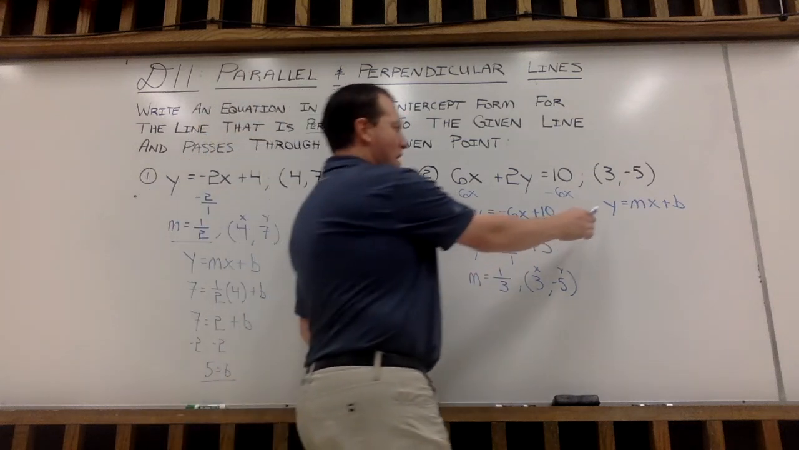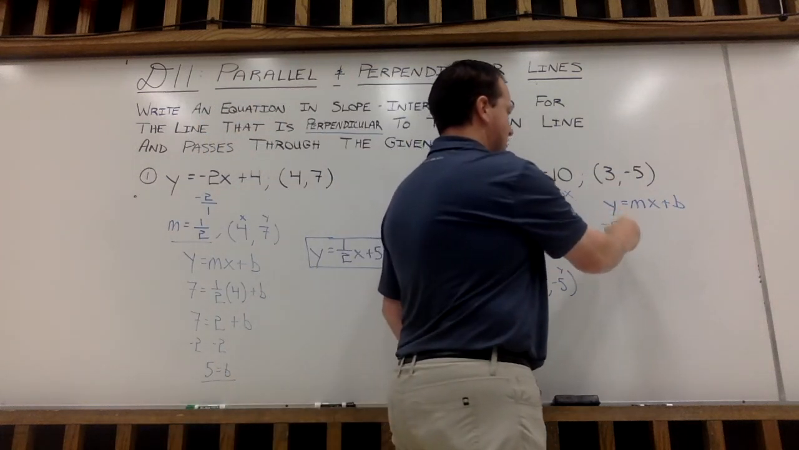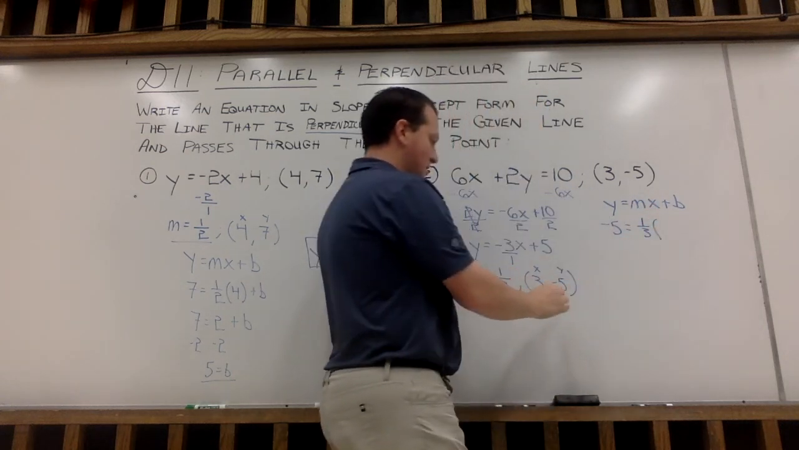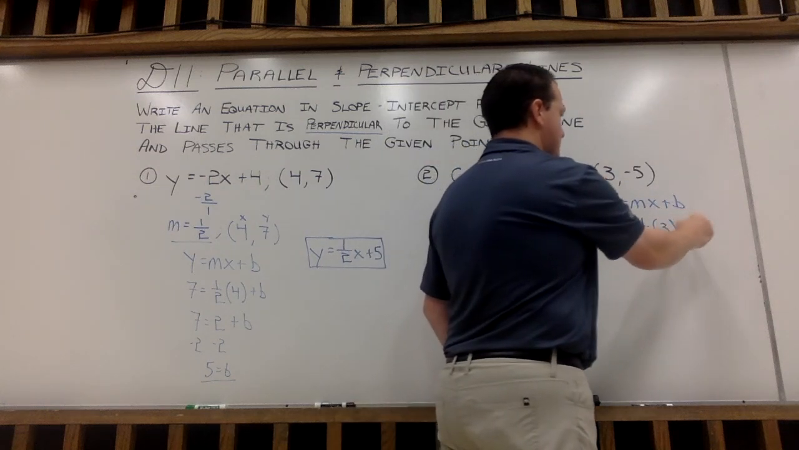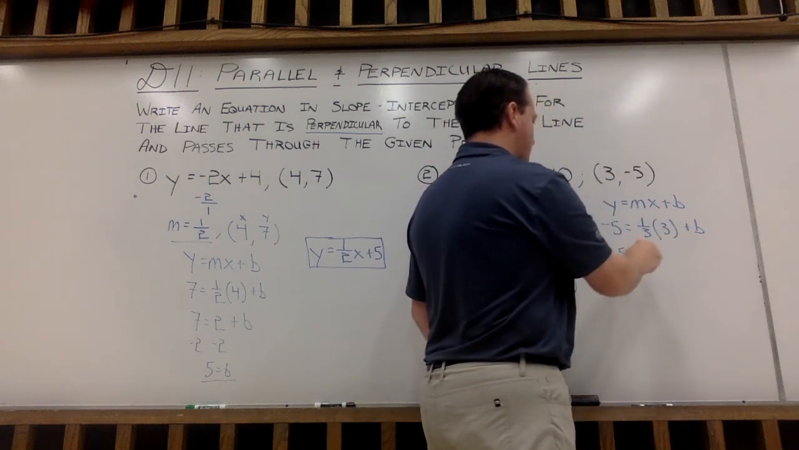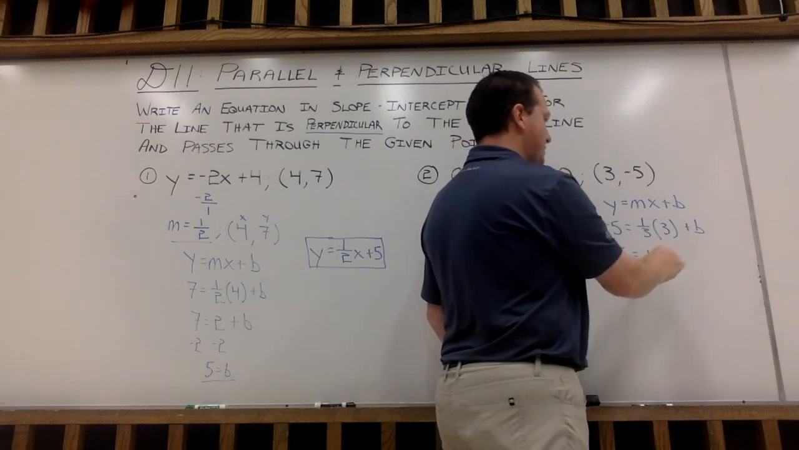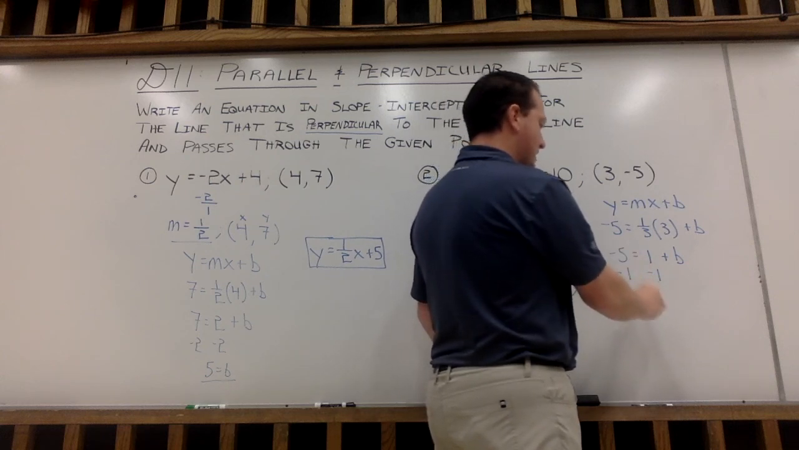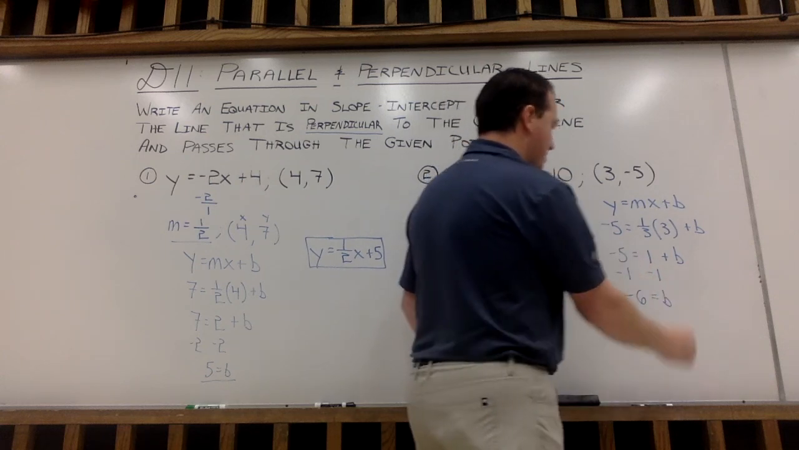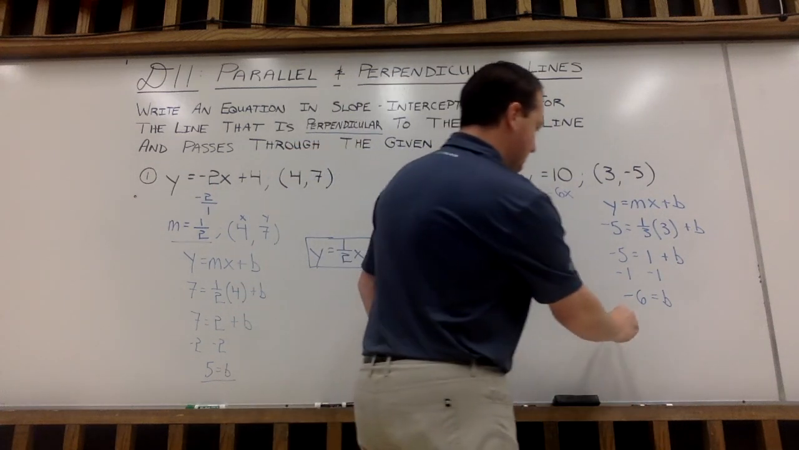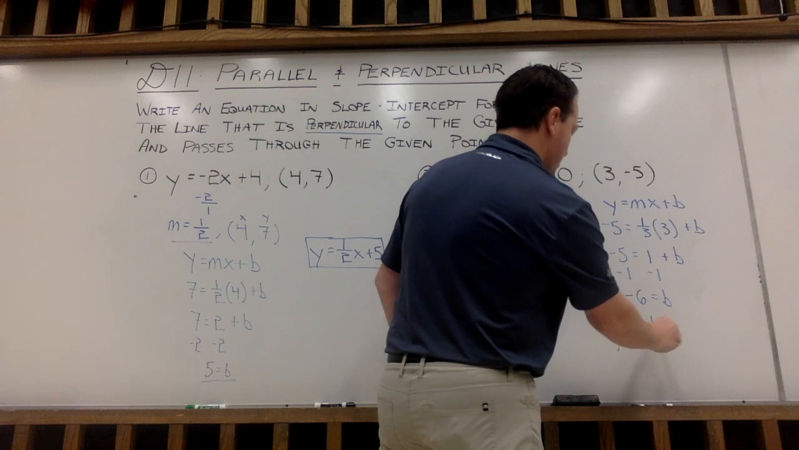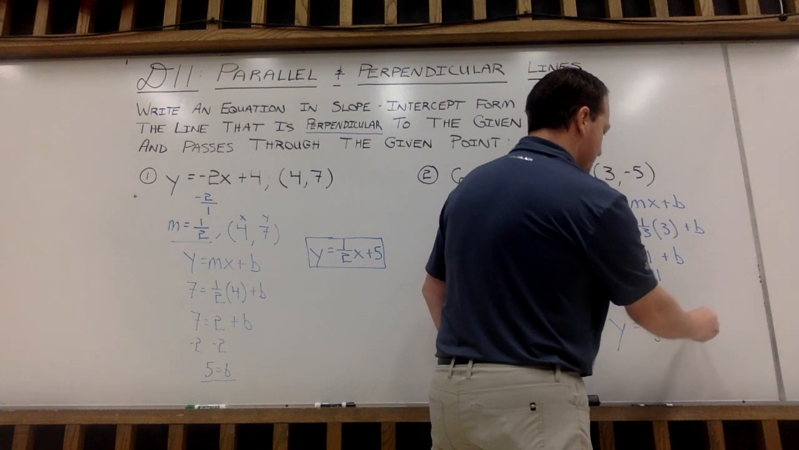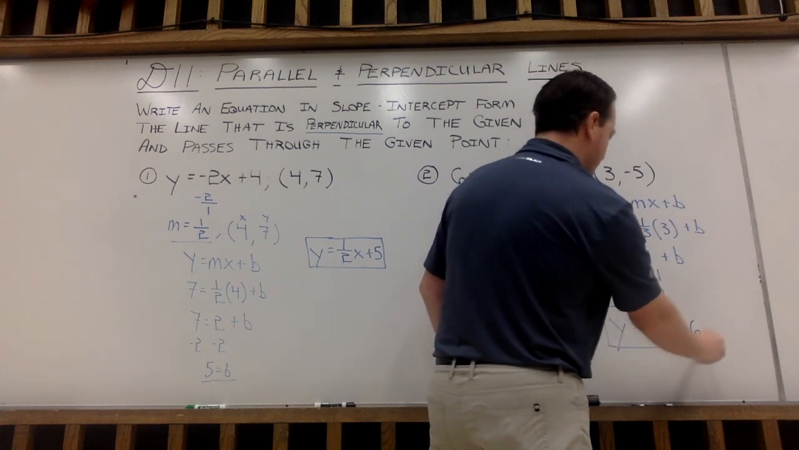All right, so I'm going to plug in y coordinate of negative 5 equals m, which is 1/3, times x is 3 plus b. 1/3 times 3 is just 1. So then to get b alone, I'll subtract 1 from both sides. Negative 5 minus 1, negative 6 is the y-intercept. So my final equation will be y equals 1/3 x plus b plus negative 6, or just minus 6 if you prefer.